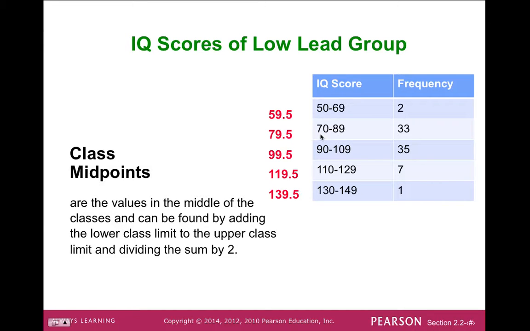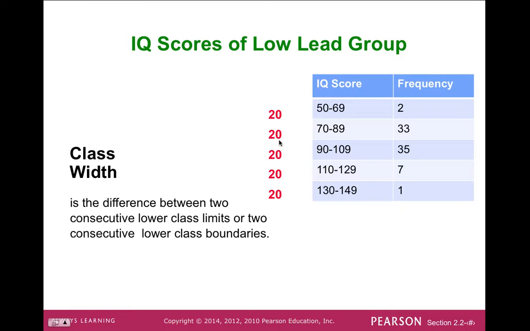Similarly, if we added 70 and 89 and divided that by 2, we would find that our class midpoint is 79.5. We also have what's known as a class width. This is the difference between two consecutive lower limits or two consecutive lower class boundaries. So what it's really telling us, and the easiest way to do this, is to take your lower limit from one class and subtract your lower limit from the previous class. And here you would see that the difference between them is 20.